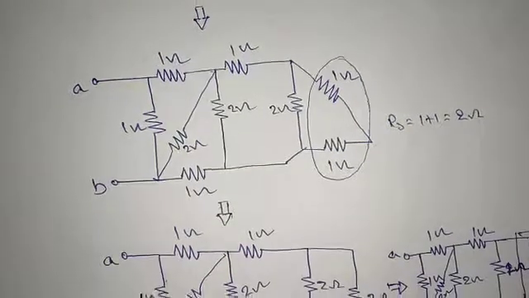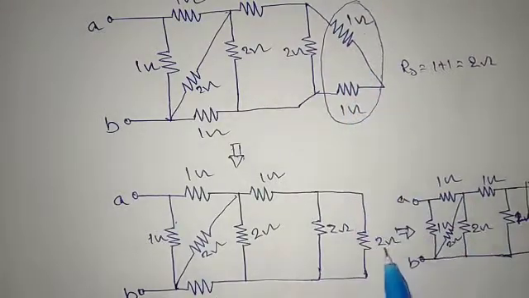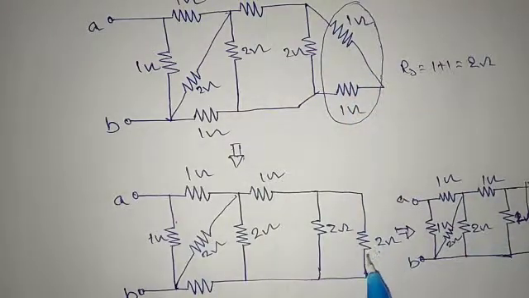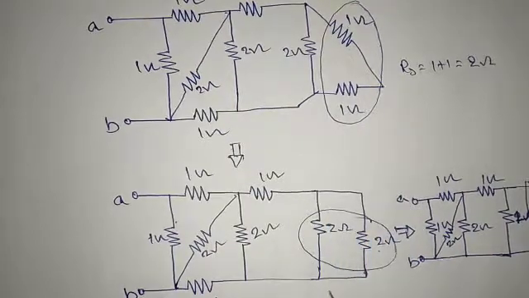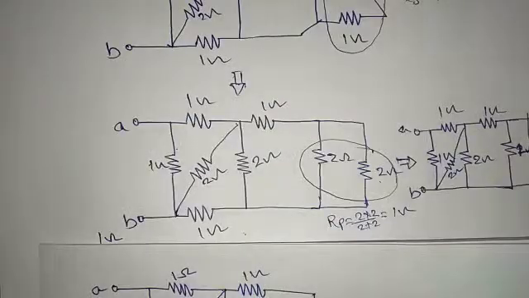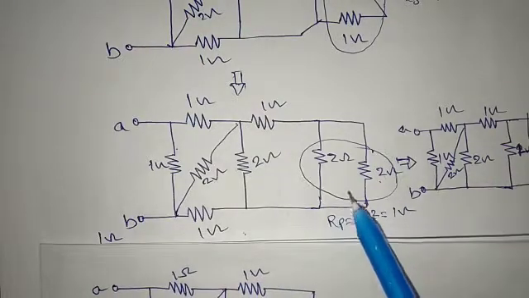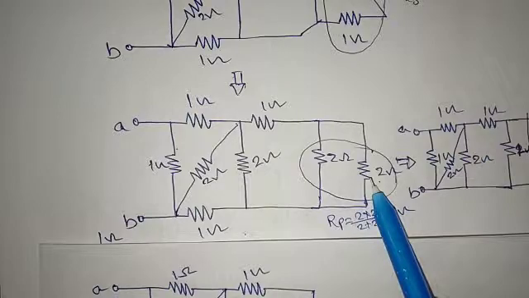After that, again we have redrawn the circuit, and this 1 and 1 ohm gives us 2 ohms here. Again, 2 ohms and 2 ohms are in parallel to each other. Already we have solved the value of Rp, which is equal to 2 into 2 by 2 plus 2, equal to 1 ohm. After that we have to redraw the above circuit, where the 2 ohms became 1 ohm resistance.